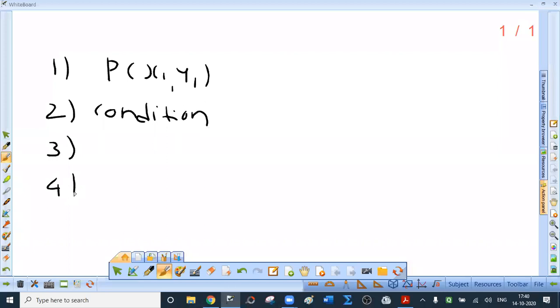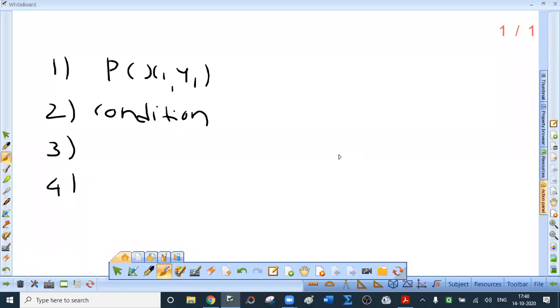Now, in many cases, what happens that from the beginning only, we can take point as P(x, y) instead of (x1, y1). So if there is no possibility of any confusion or ambiguity, we start with let P(x, y) be any point on the locus. So finally, the relation between x and y so obtained is termed as equation of locus.